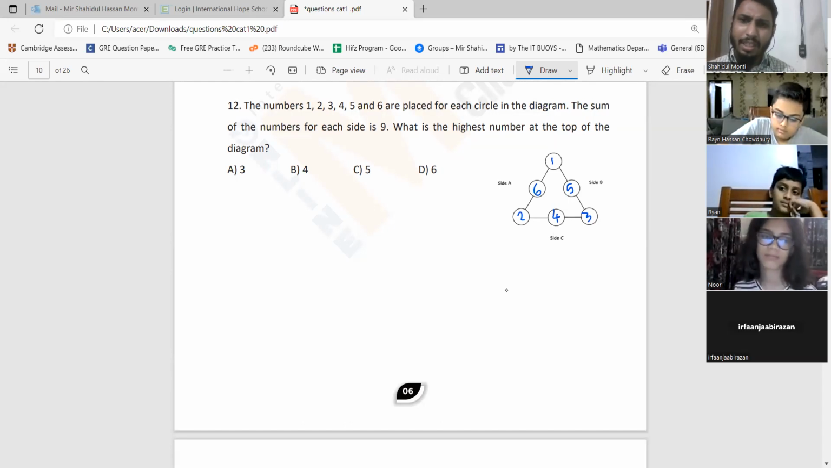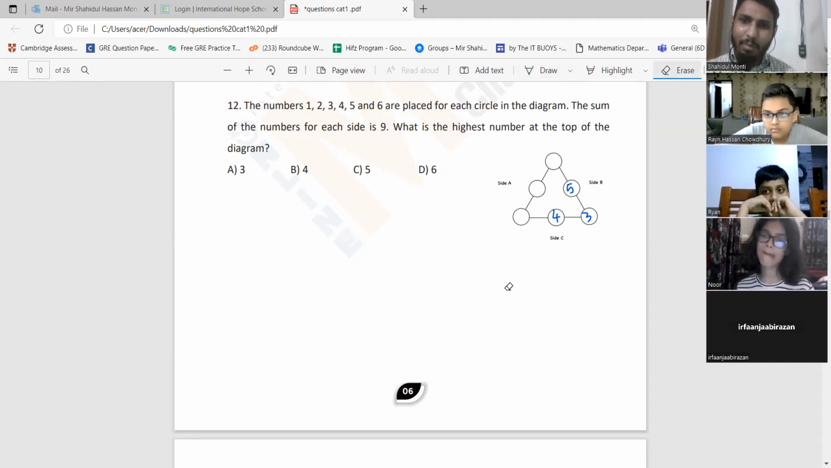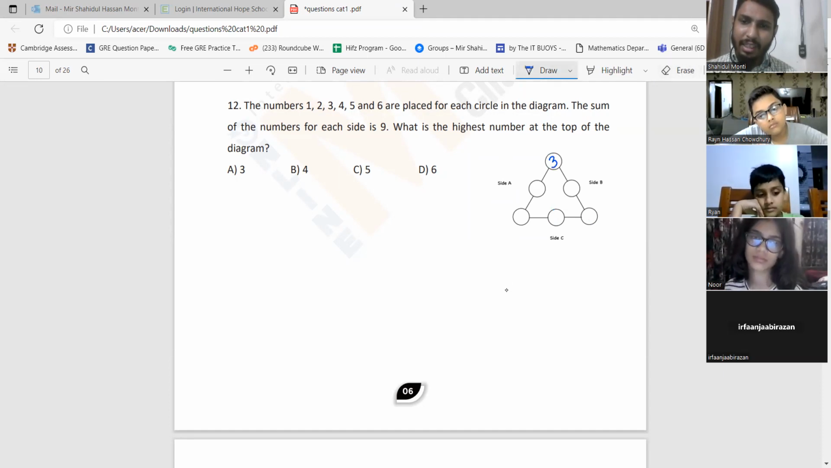The question is, what is the highest number that we can put at the top? You can rotate this diagram and you can place the 3 at the top. Can you follow me here? So 3 is the highest number that can go at the top. Can you follow me here, students?